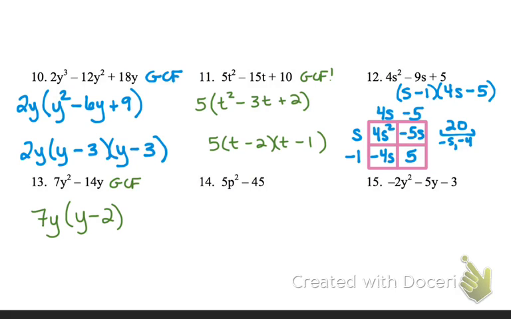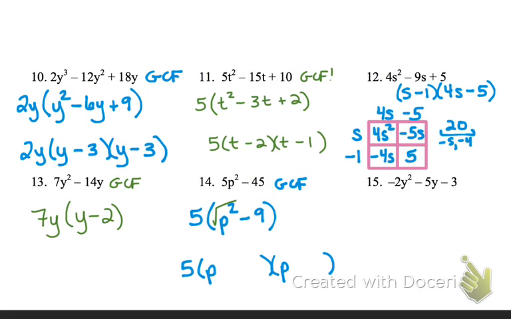Number 14, step 1, GCF. Both terms are divisible by 5, so we're going to pull out a 5, leaving us p squared minus 9. Just like 10 and 11, we are not done because we have difference of squares. P squared and 9 are both perfect squares separated by a subtraction sign, so we'll set it up. Square root of p squared is p. Square root of 9 is 3, and alternating signs. Now we're done.